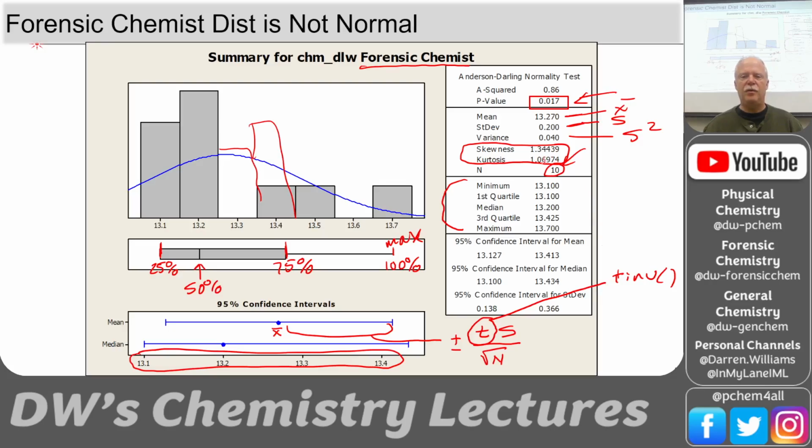So for a sample, when you have n less than 15, you need to use this T inverse function to calculate your confidence intervals. Okay.